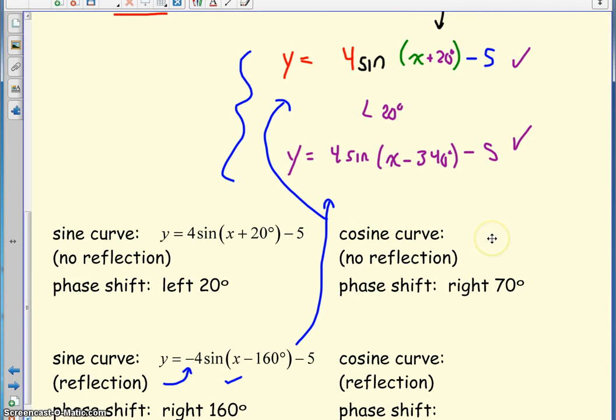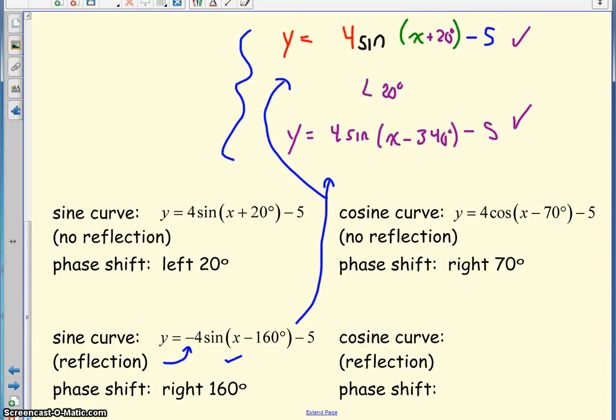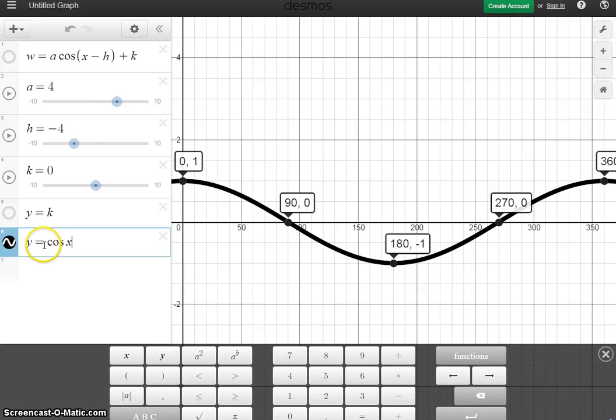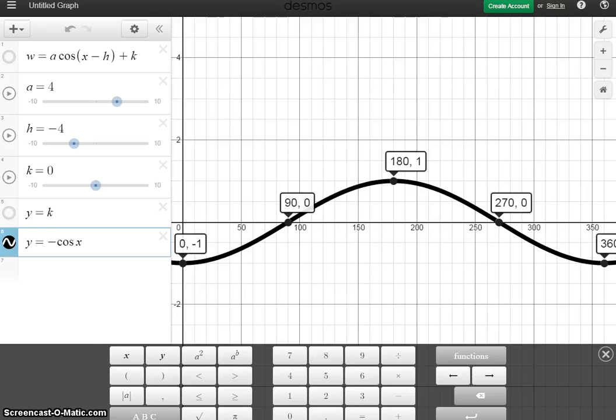And what's our equation going to look like? Well, it's not reflected, so the a value will be positive. So it'll be positive 4 cosine x minus 70 degrees for our phase shift, and again, minus 5. So again, only thing that's changing is now we have cosine, it's positive because it's not reflected, and we have a new phase shift. If we want a reflected cosine curve, notice that's not going to start at its maximum, it'll start at its minimum value.